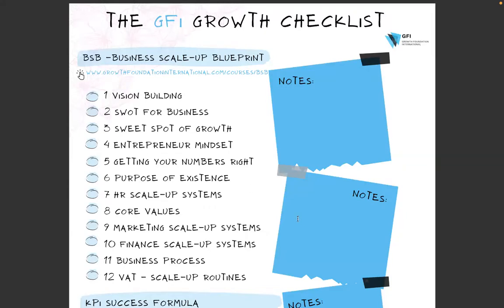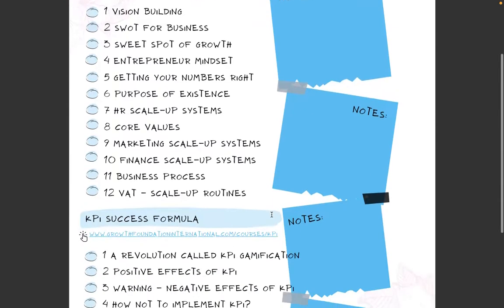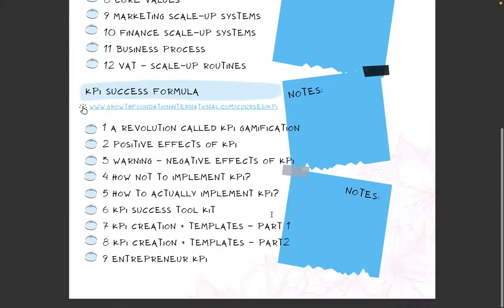So the first thing that you do is the Business Scaler Blueprint program. Then you do KPI. Actually, there's a reason why we suggest you go through this particular learning roadmap. Once you get the blueprint, next you need to work on KPI. Before you implement KPI for your team, you need to go through this course so that you don't make certain mistakes that people normally make when they implement KPI.